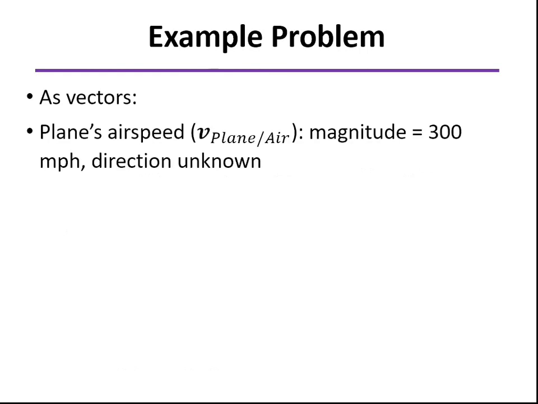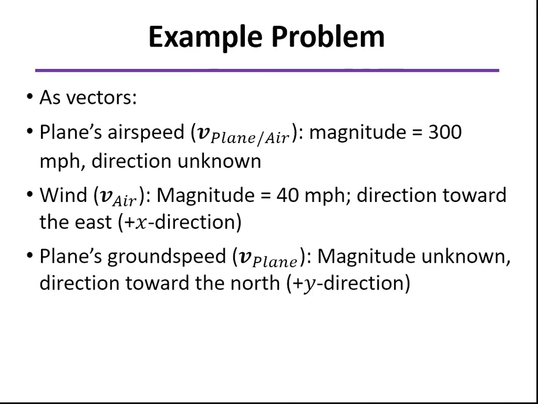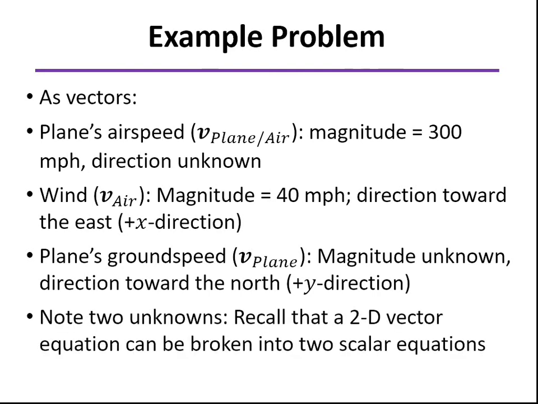Now, if we look at those known and unknown quantities as vectors, we said the plane's airspeed is 300 miles per hour. But again, for us to go south to north with the wind blowing us, we're not sure exactly what direction we need to fly. The air, of course, is 40 miles per hour toward the east, so we know both its magnitude and its direction. And we don't know how fast we're going to be flying from south to north, but we do know the direction, of course, is going to be straight from south to north. So there are two unknowns here, but one of those is the direction and one of them is a magnitude.